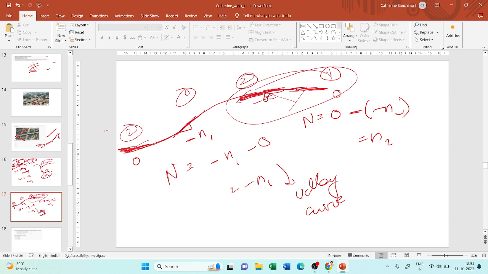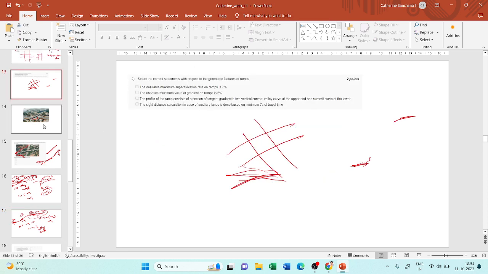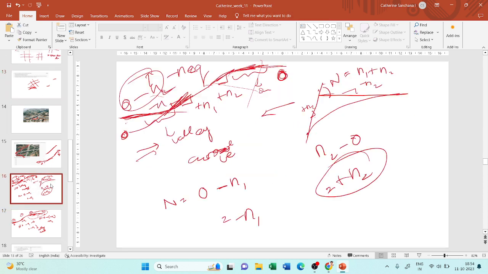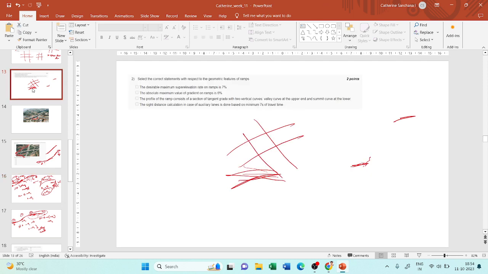Since we spoke about grade, we will see one point regarding that which comes in this question. What they say is, the gradient of this ramp should be a maximum of 4%, and in no case should it exceed 6%. Should not exceed 6%. Okay. So this is the criteria that they have given.